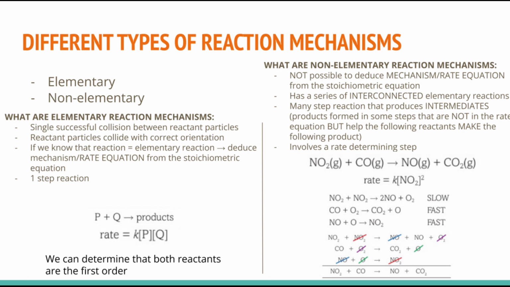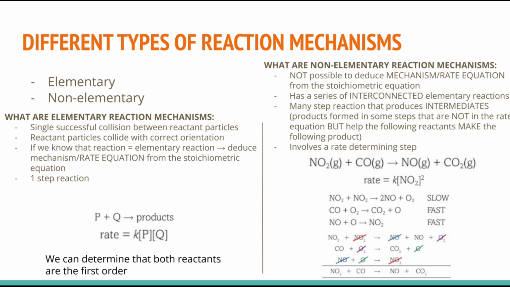I'll explain what this means in the next slide. But let's talk about this example below. In this overall equation, we have nitrogen dioxide added with carbon monoxide to form nitrogen monoxide and carbon dioxide. So the rate equation in this case is rate equals k multiplied by nitrogen dioxide squared. But how do we get to this rate equation? Because we can't determine this rate equation from the stoichiometric equation.